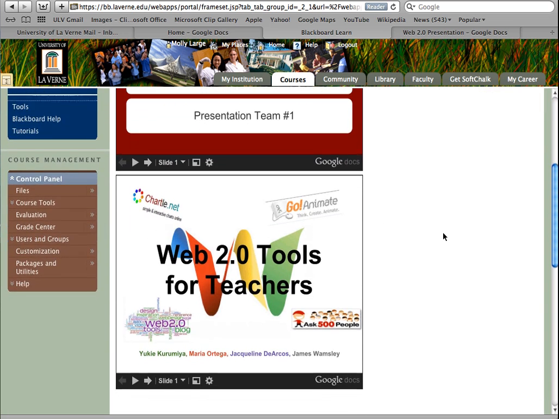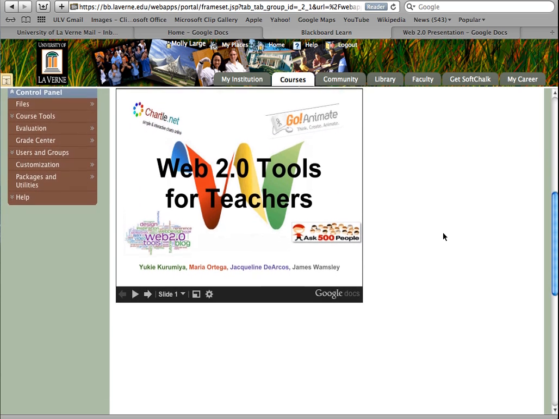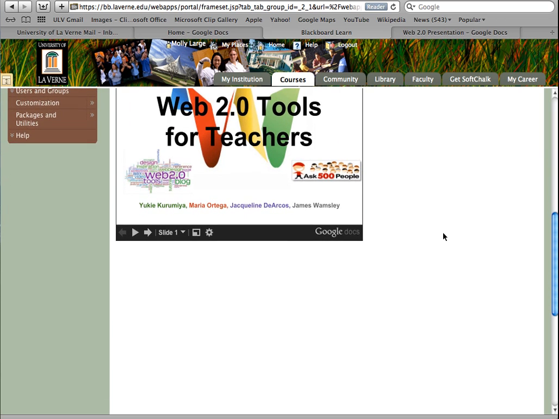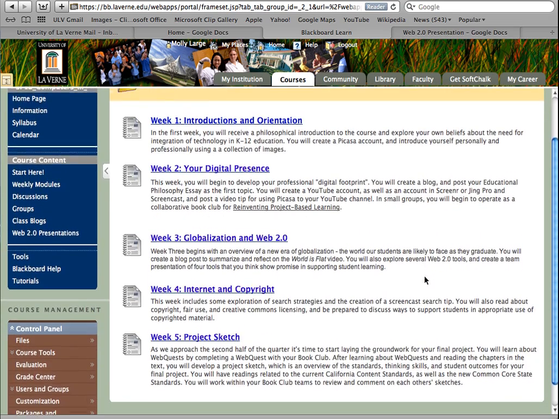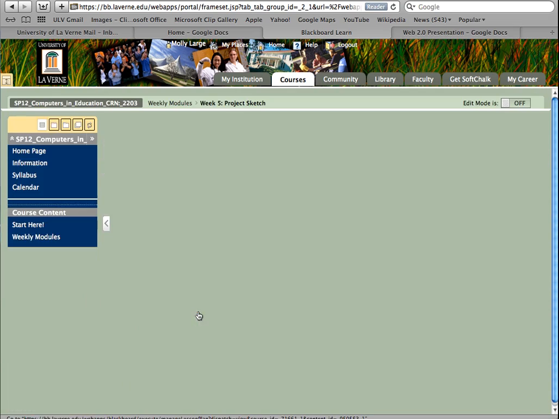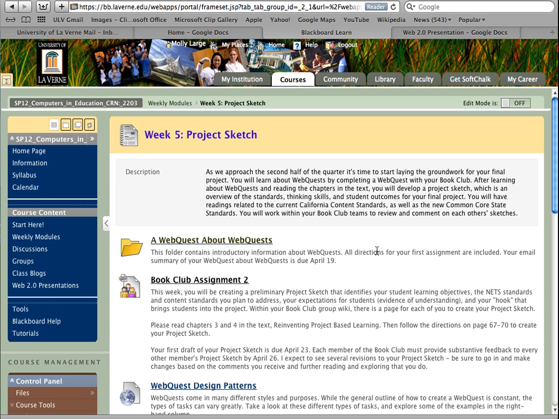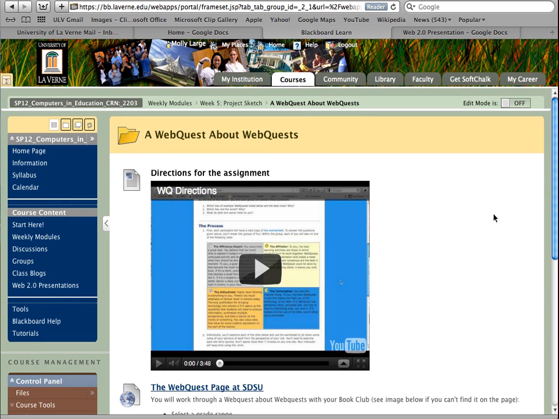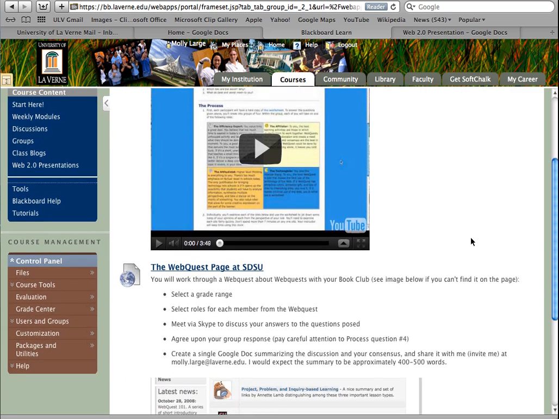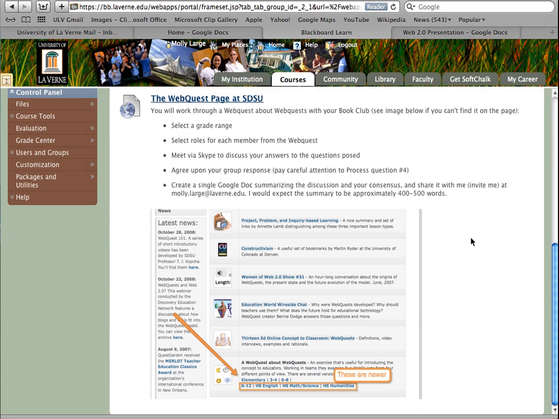I strongly recommend that you go through all of the group presentations to get a sense of what Web 2.0 tools are available. This week, you will start by doing a web quest about web quests. The directions are in the folder, but the most important thing I can remind all of you is that you must take on the positions of your assigned role from the grade level your team agrees on. There are complete directions in that folder to tell you how to do it, along with links to all of the information you need.